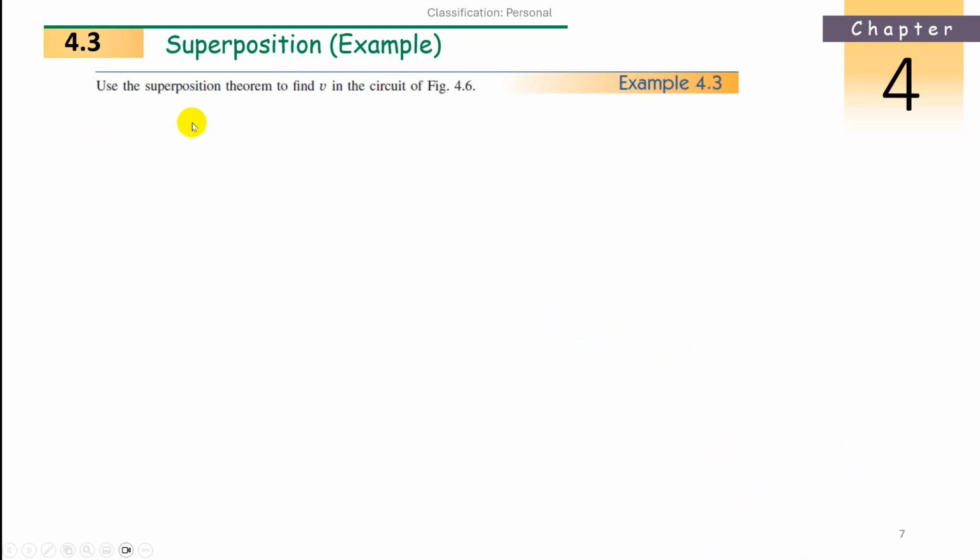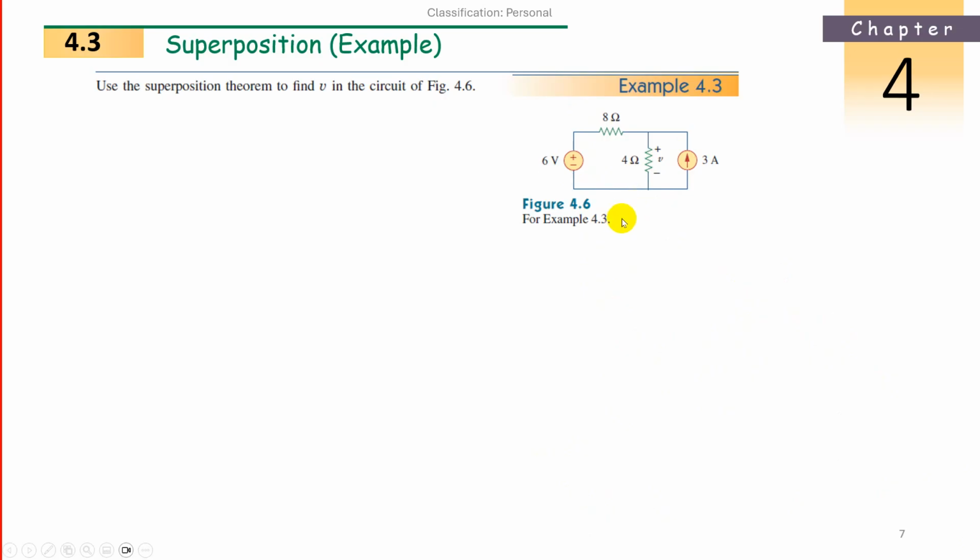Now, example: use the superposition theorem to find the voltage across the 4 ohm resistance in the circuit, having these two sources. One source is 6 volts, one source is 3 amperes. So, the 6 volt source is a voltage source, and the 3 ampere source is a current source, right? Now, are these two dependent sources or independent sources? Anyone?